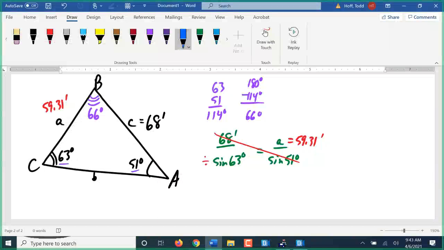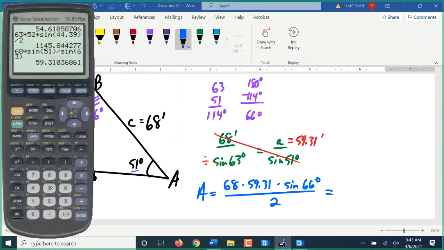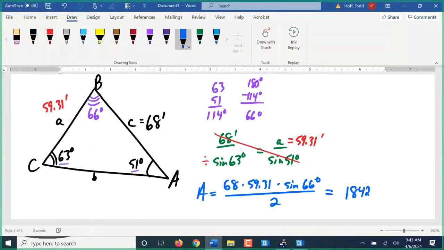And now we can find our area. That area is 68 feet times 59.31 feet times the sine of 66 degrees divided by 2. 68 times 59.31 times sine of 66 divided by 2 is 1842.20 square feet.